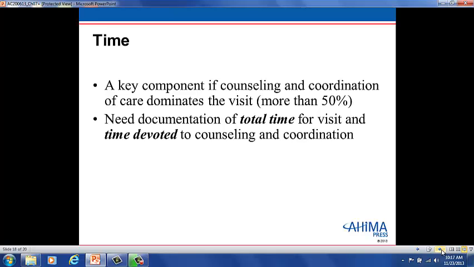And then another component: if counseling and coordination of care dominates the visit, meaning more than 50% of the visit, the doctor would need to document the total amount of time for the visit and then time devoted to counseling and/or coordination. So, for example, the documentation may read that 25 minutes of counseling time was with the patient and 10 minutes of face-to-face discussing a pertinent diagnosis. Time would be the key component here because counseling and coordination of care dominates the visit more than 50%.